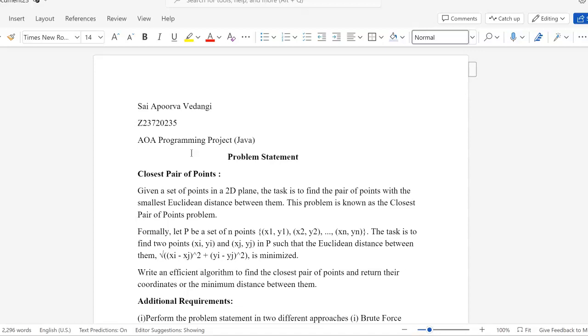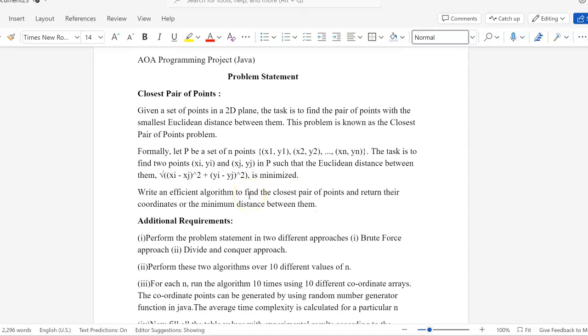We are given one problem statement, that is we need to find the closest pair of points. We will be given a set of points in a coordinate plane. We need to identify 2 points among all those points in such a way that the distance between the 2 points is the minimum. There are many types of distances, like Euclidean distance, Manhattan distance, etc. We need to consider Euclidean distance in this project.